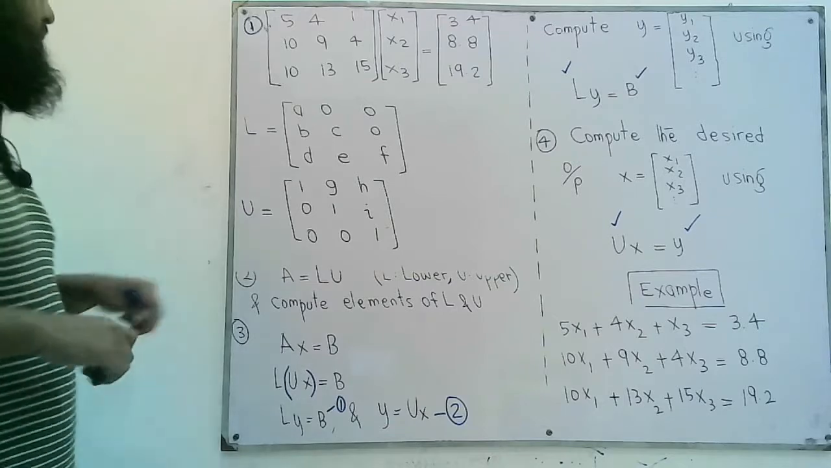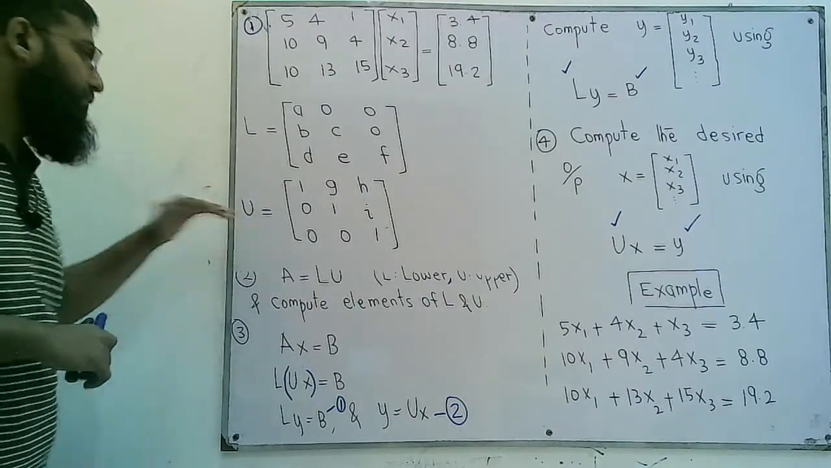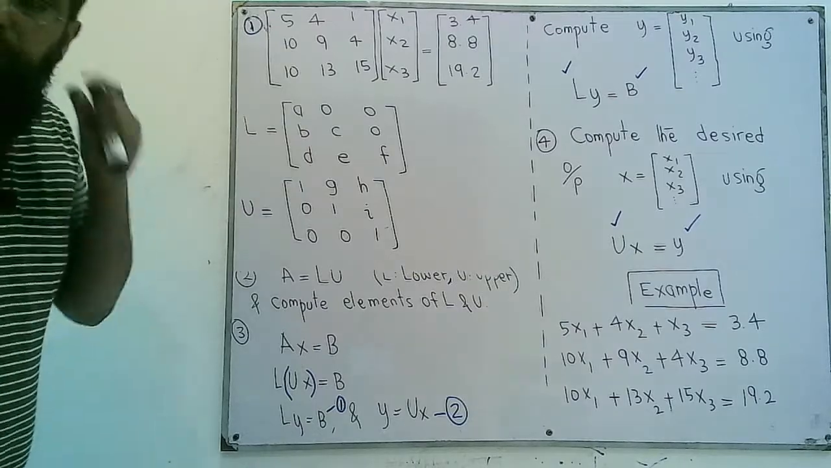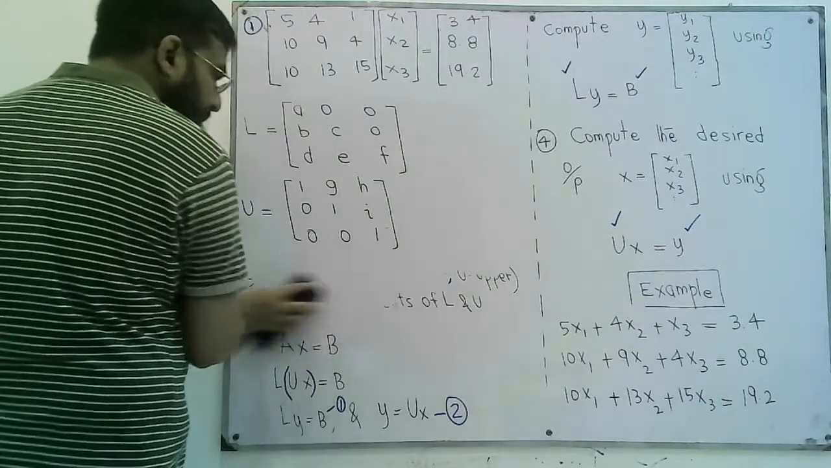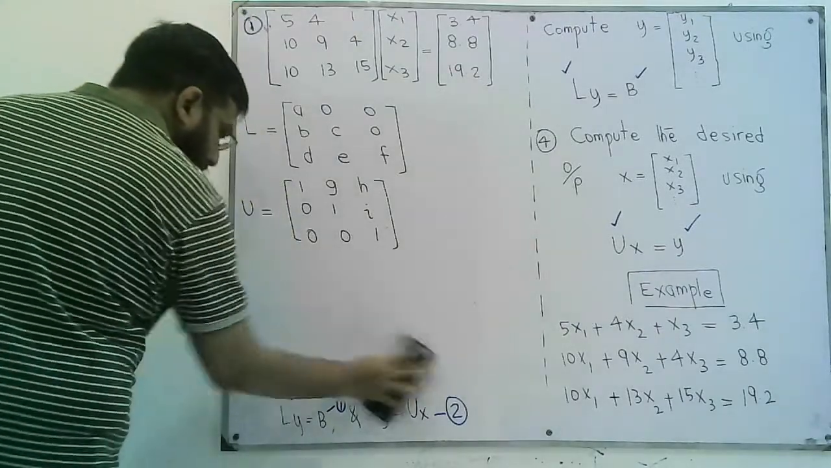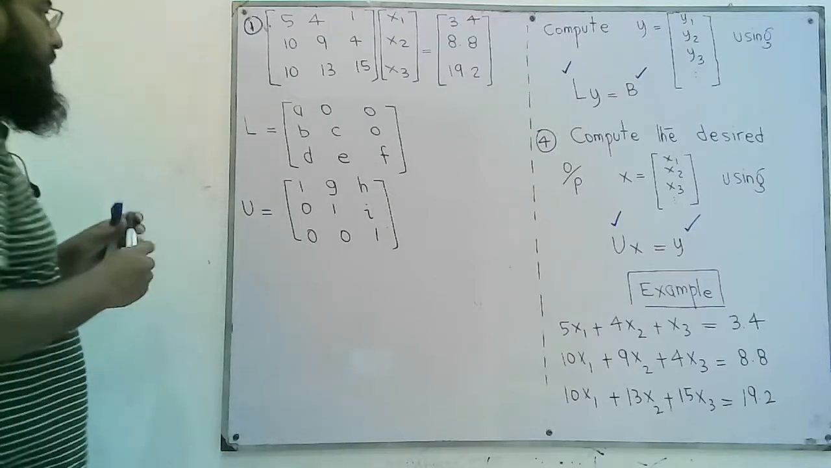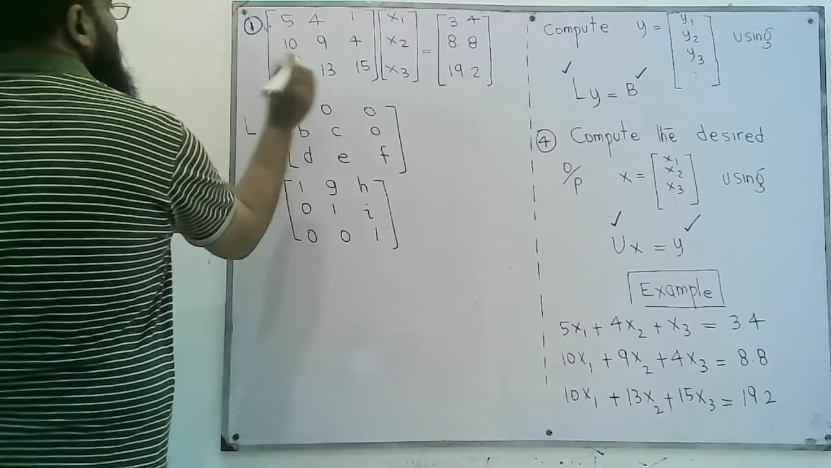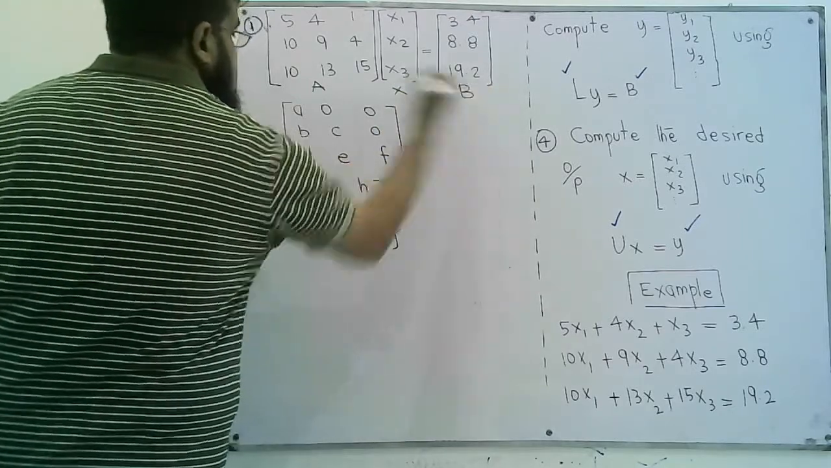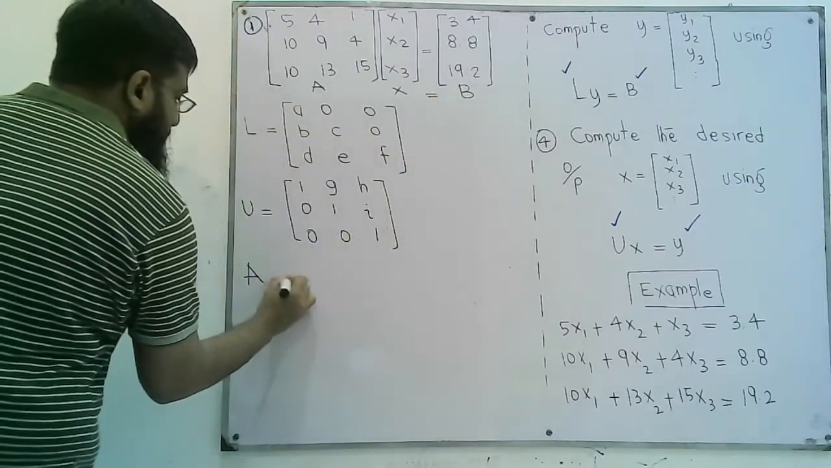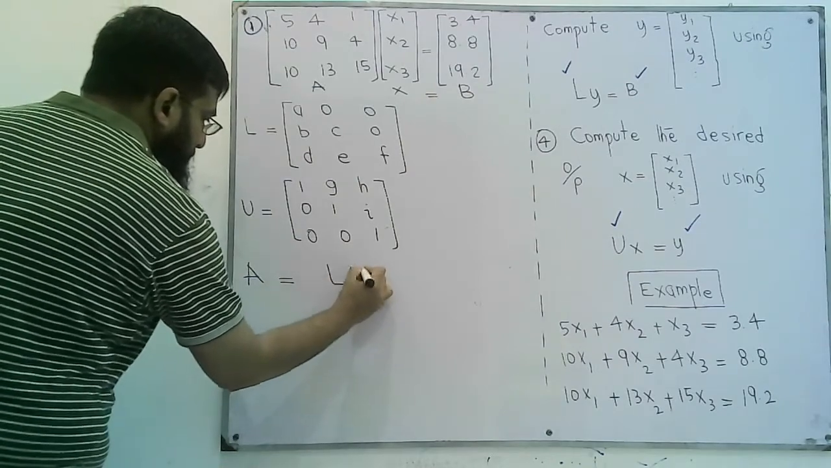So this is the general form of L, and this is the general form of U. If you put it equal to A, as we do in step number 2, I have to erase it. If you put it equal to A, this is A, this is X, this is B. So step number 2 is A is written equal to L times U.